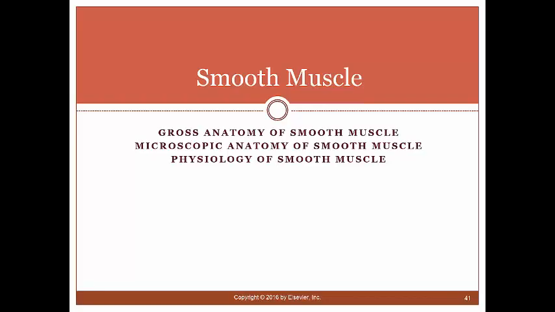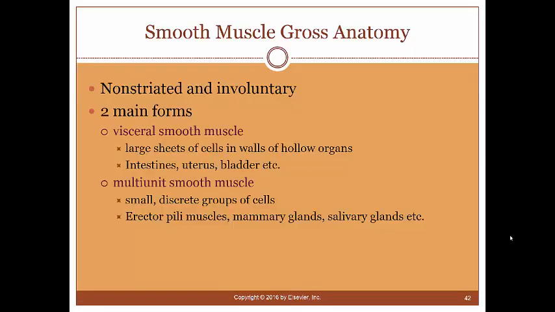So lastly, we're going to look at smooth muscle, briefly go over the gross anatomy of it, also look at microscopic anatomy, and then physiology, how it actually works. So when we look at smooth muscle, it's going to be non-striated, meaning we see no striations, no matter what the power is, and it's going to be involuntary, which once again, it's not under conscious control.